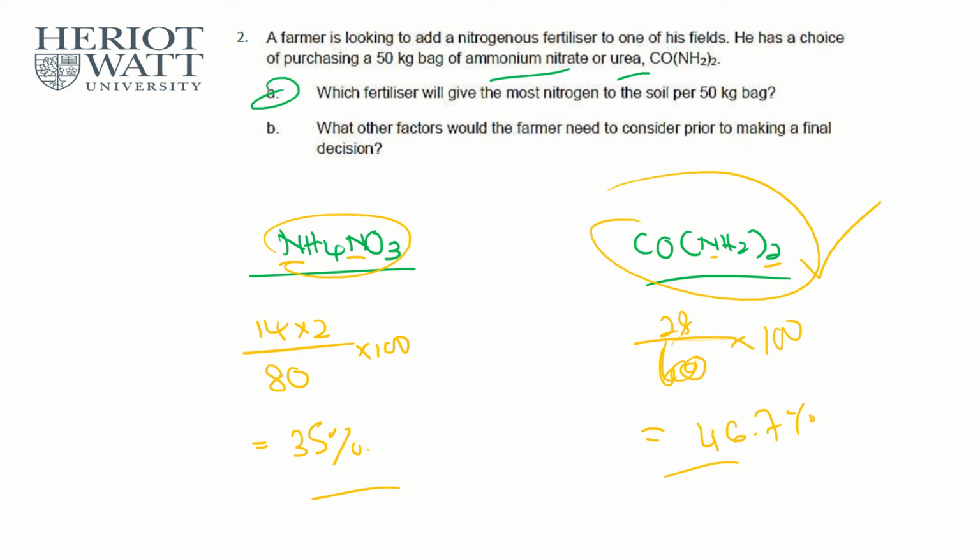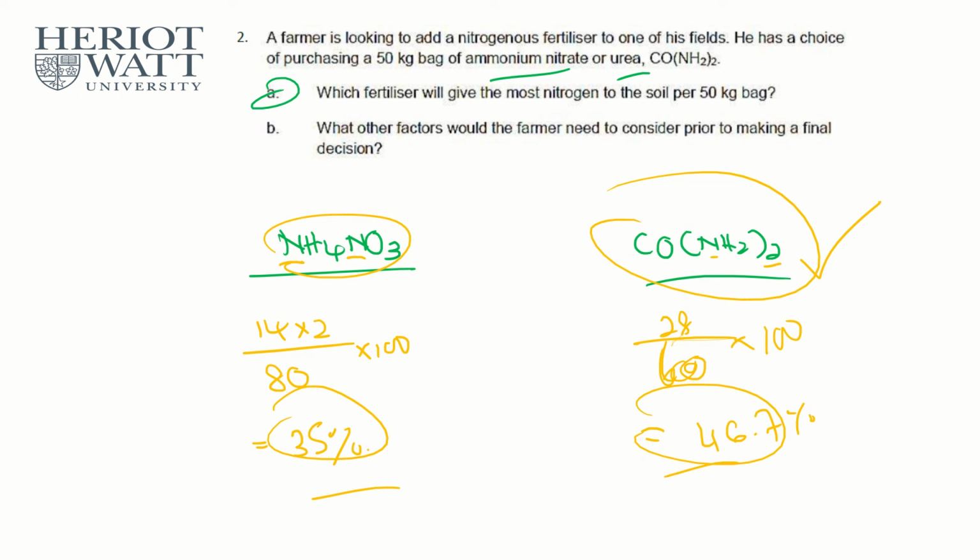Let's say, for example, ammonium nitrate is actually 50% cheaper than urea. Even though urea gives you a slightly higher percentage, between 35 and 46, about 10%, I would say, but the price is 50% cheaper. What would you choose? Obviously, I would take the ammonium nitrate from my point of view. So the price is one of the factors that we should consider.